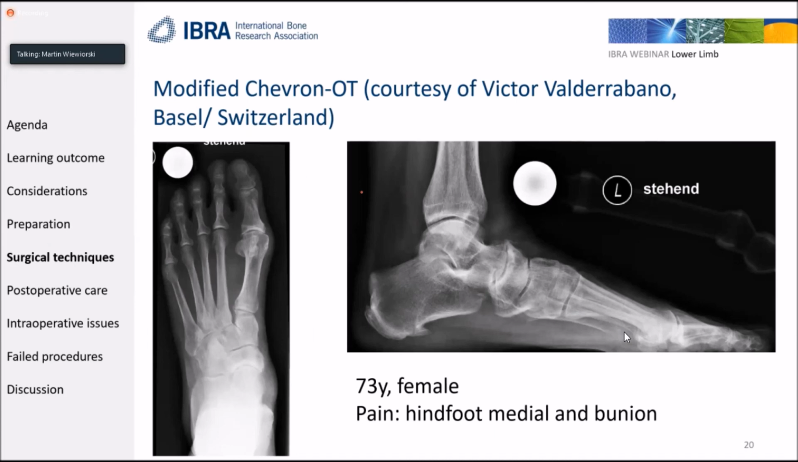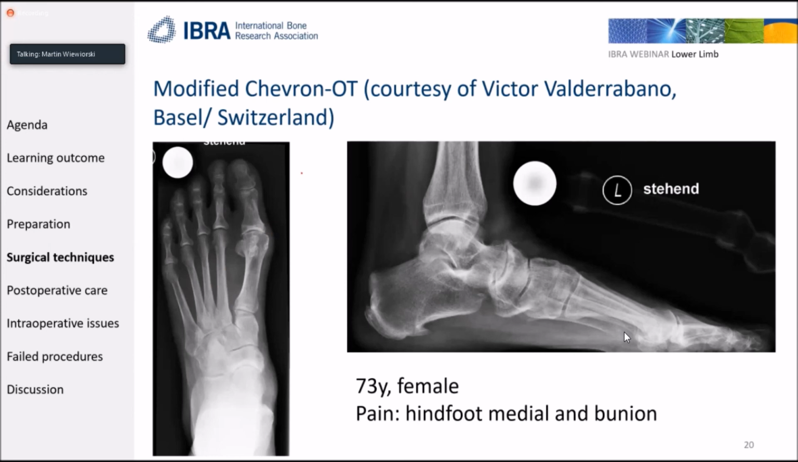This is a patient, which, because I'm not doing this, I have done it recently, so I asked Victor to send me a case. So he sent me this very nice case. Victor, thank you very much for this. And so this is a 73-year-old female patient. She's got, I would say, a mild to moderate hallux valgus deformity. I haven't done any measurements on this, but I would say something like 13, 14 degrees of deformity here.